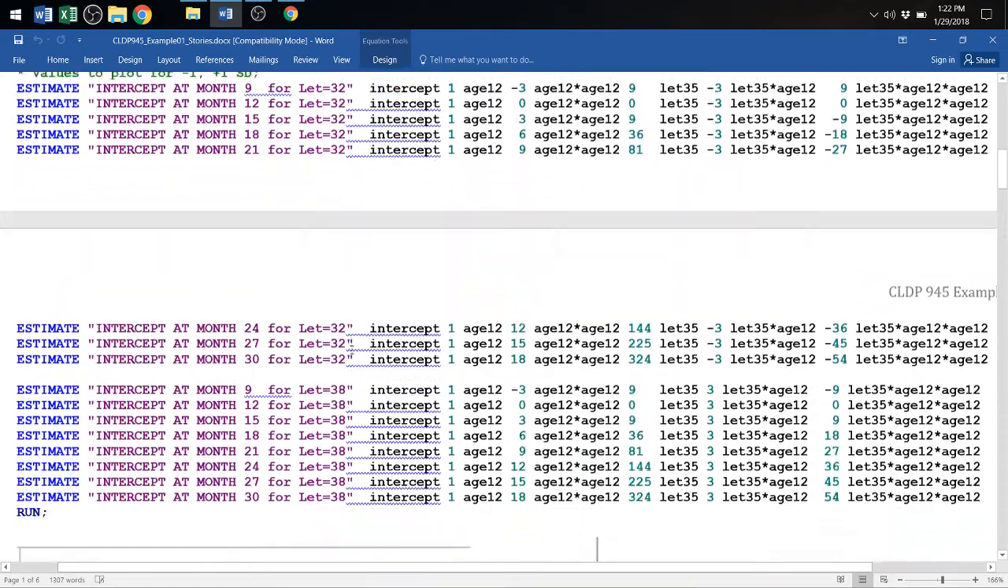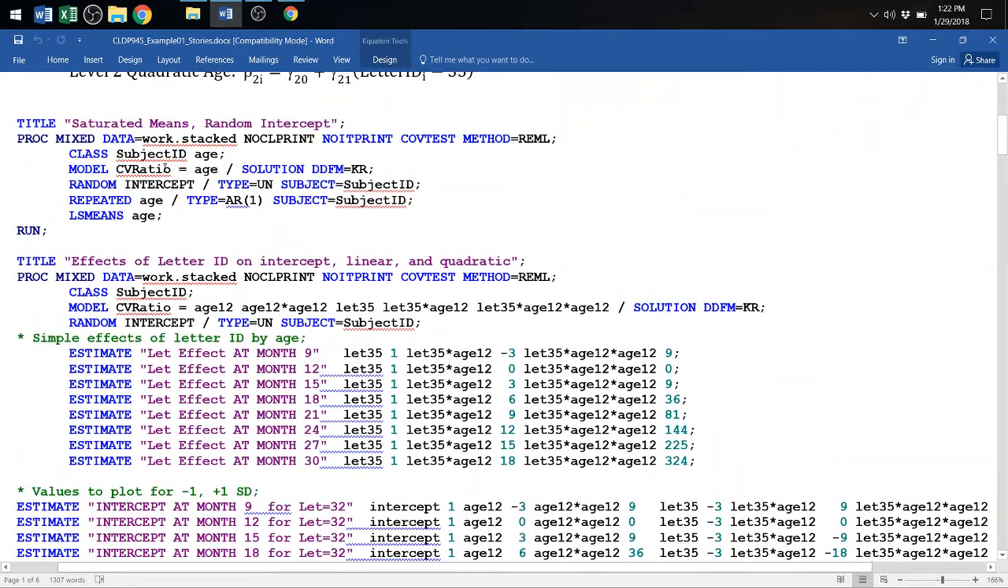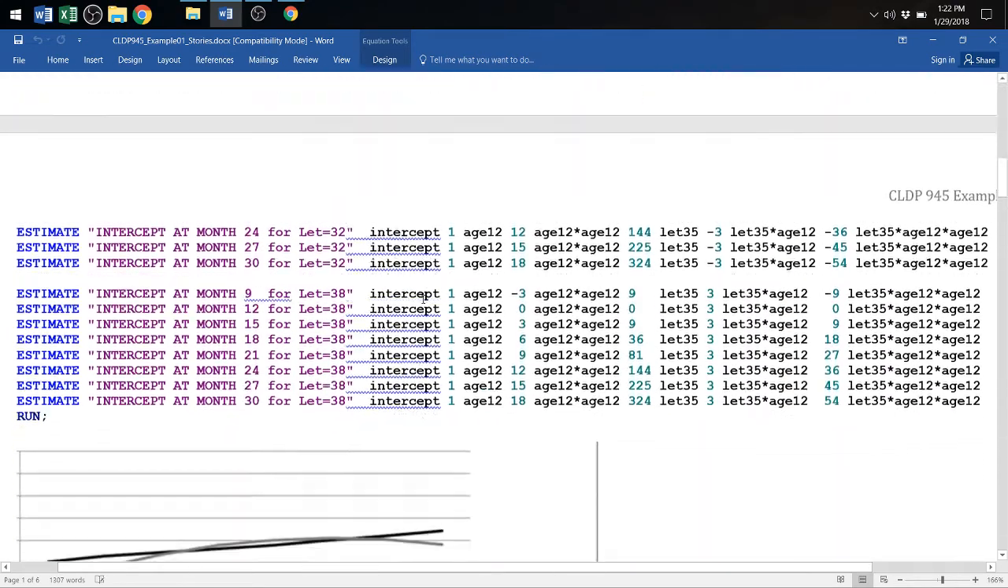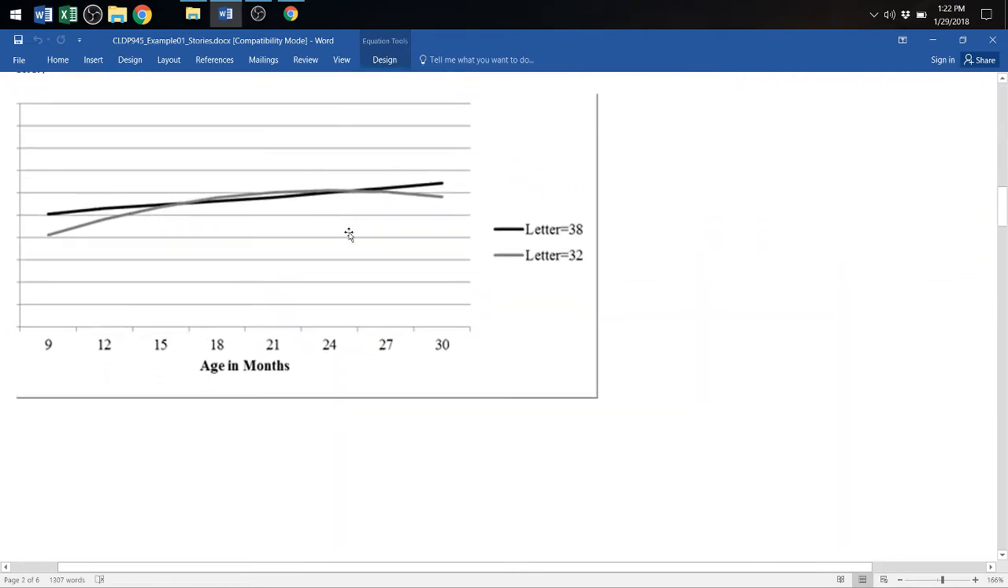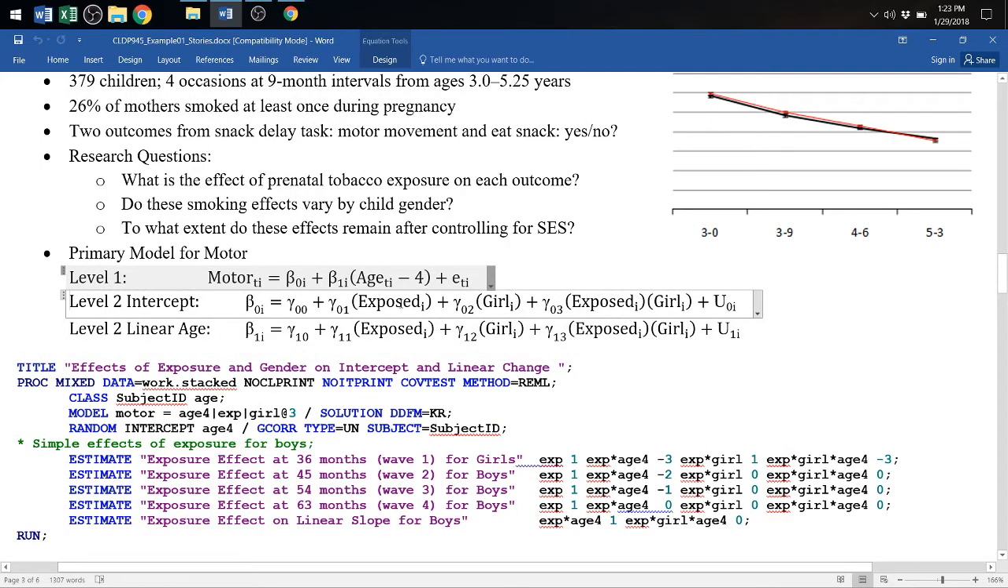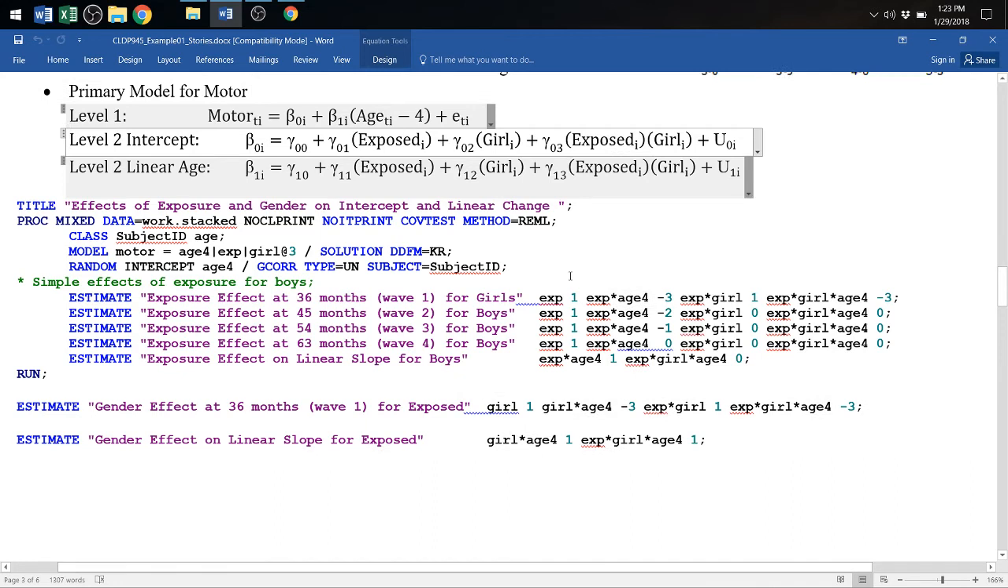So we looked at this one here, which was a quadratic model that had letter ID as a predictor. So it ended up looking like that. And then we looked at this one, which was a linear model, which had 2 predictors of tobacco exposure and gender and their interaction in predicting the intercepts and linear slopes. And we talked about how to get simple slopes for each of those types of groups.